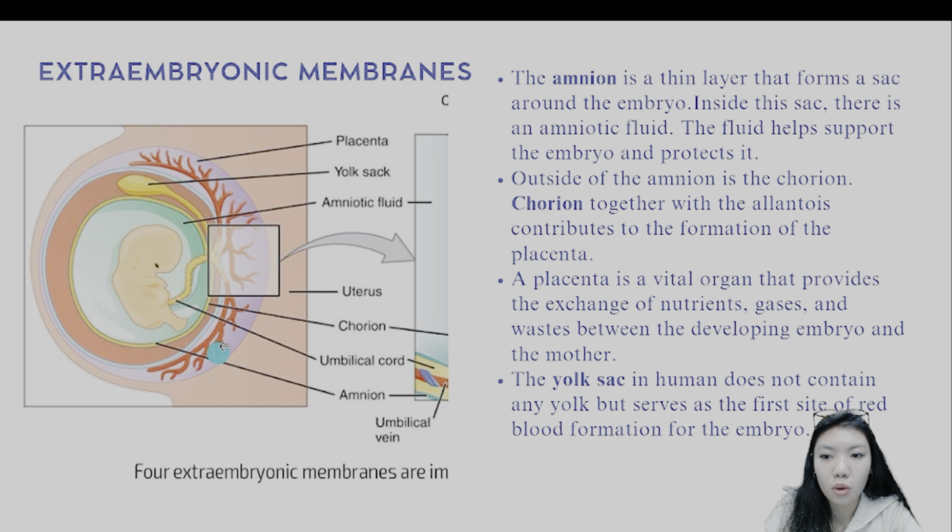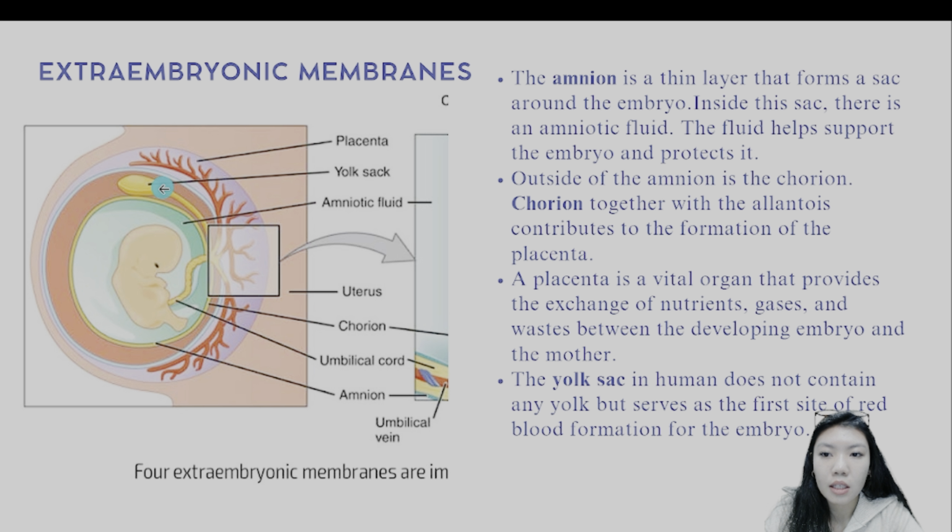After that we have the chorion outside the amnion. The chorion, together with the allantois, contributes to the formation of the placenta. After the third layer we call it the placenta. So the placenta is the vital organ that provides the exchange of wastes, gases, and other nutrients between the mother and the developing embryo. That's why it's a very important layer.